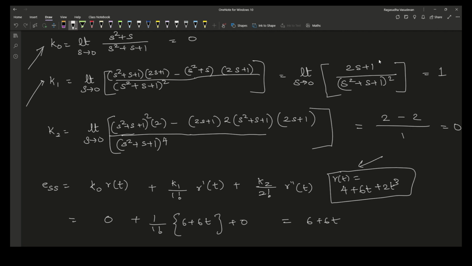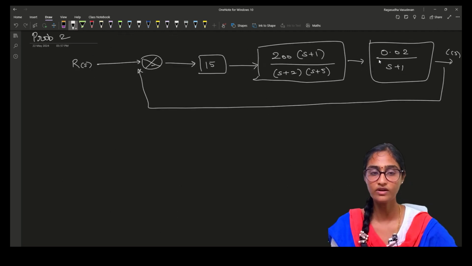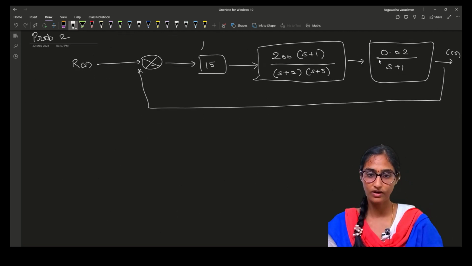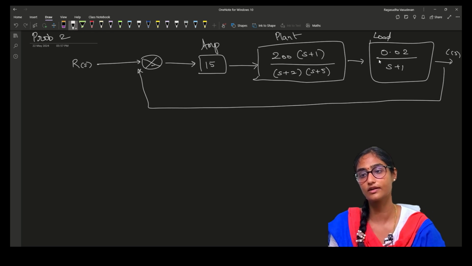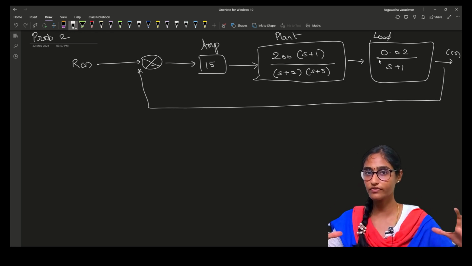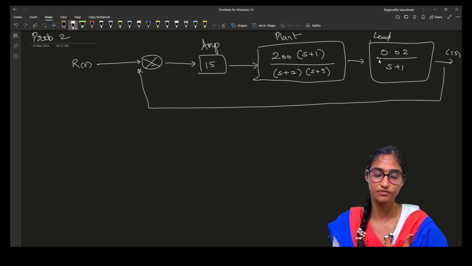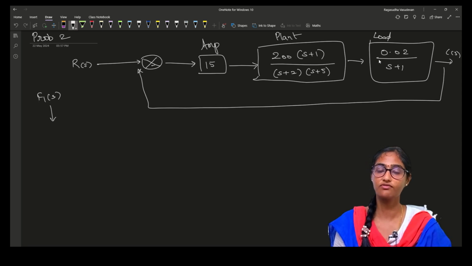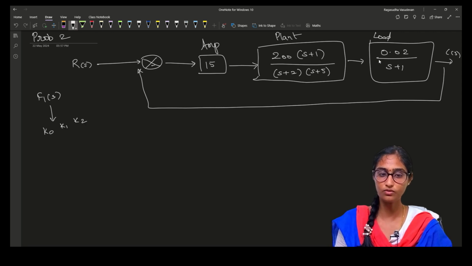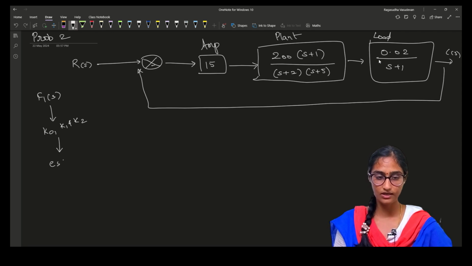Okay, so this is a very simple method, and using this you can find out the error coefficients of any plants. Consider this system. You have an amplifier, this is the system or plant transfer function, and you have a load connected to it. It is a unity feedback system. For that, first find out the F1 of S, then find the error constants K0, K1 and K2, and find out the steady state error.